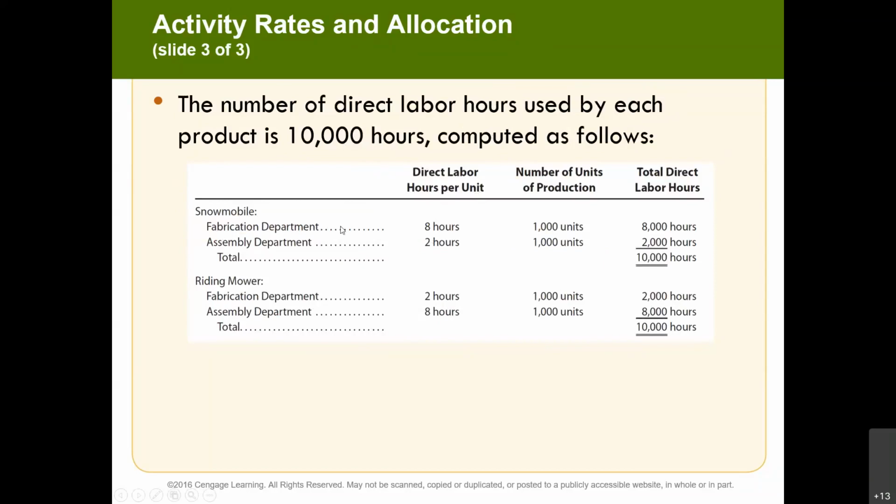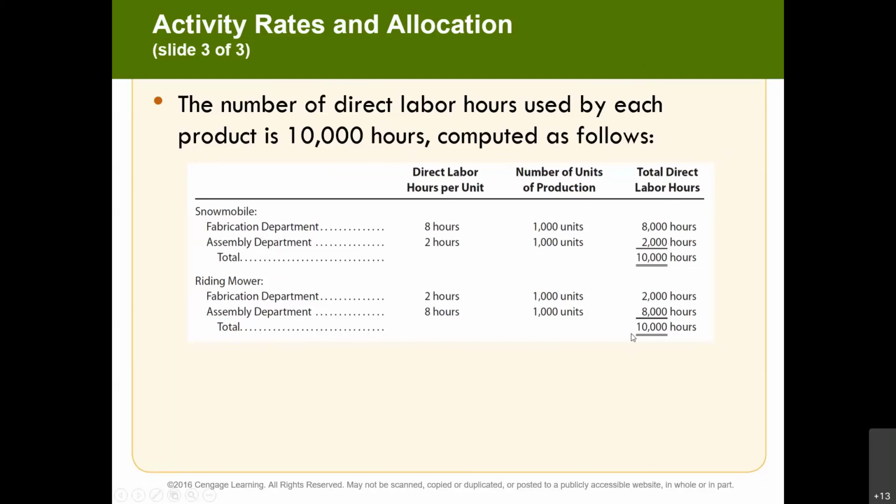As you already know, for the snowmobile, it takes 8 hours in fabrication, 2 hours in assembly. We expect to produce 1,000 units total for each type, right? And so 1,000 units times 8 hours, 8,000 hours for total fabrication department for snowmobiles. 2 hours, 1,000 units, 2,000, so on. That gives us 10,000 hours for the snowmobiles.